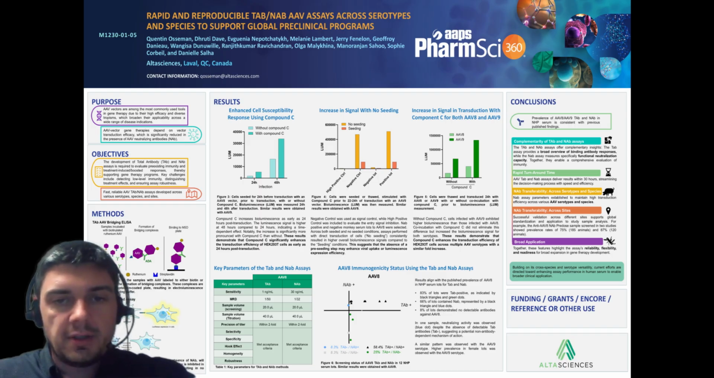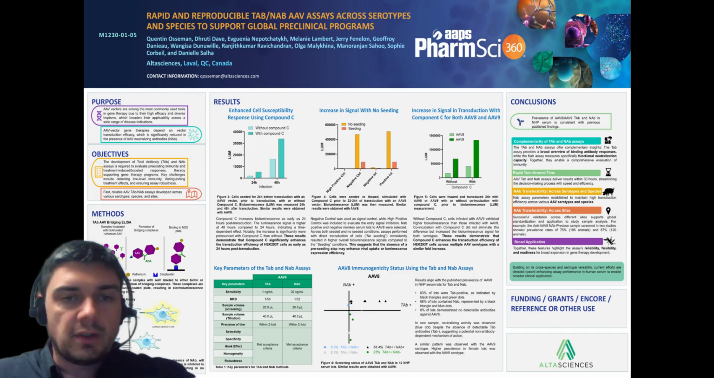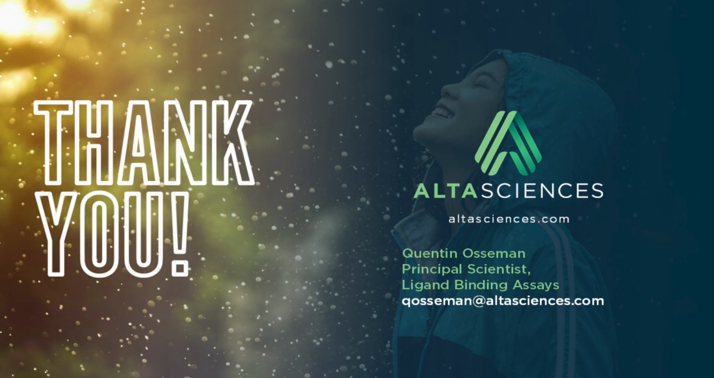Overall, the TAB and NAB assays offer complementary insights. The TAB assay provides a broad overview of binding antibody response, and the NAB assay measures specifically the functional neutralization capacity. Together, they enable a comprehensive evaluation of immunity.